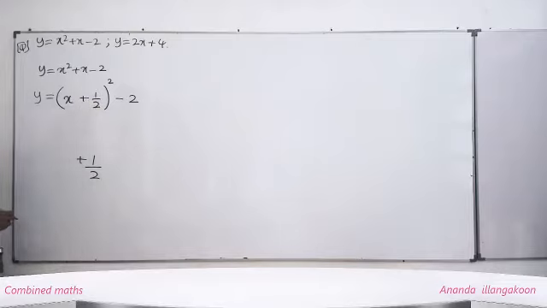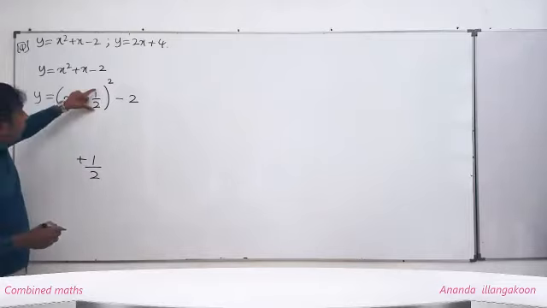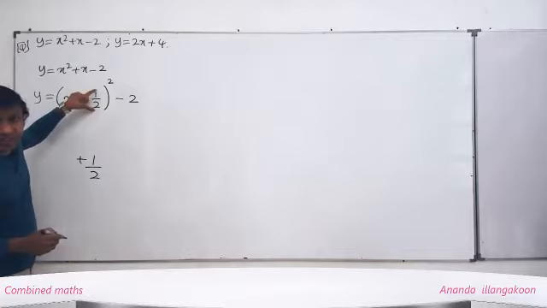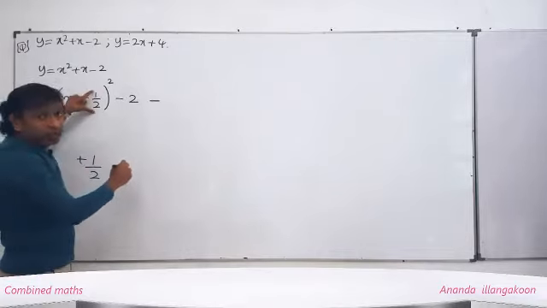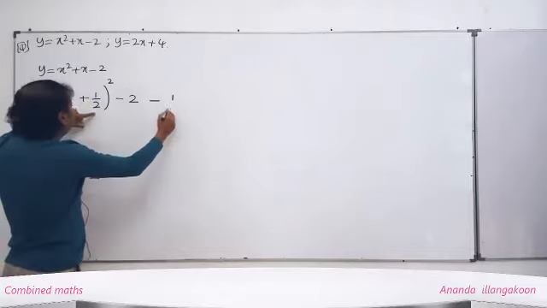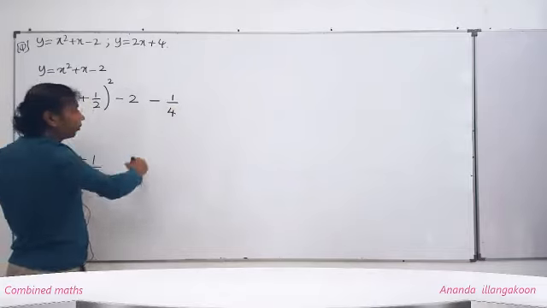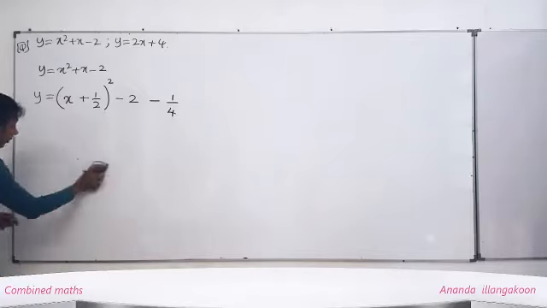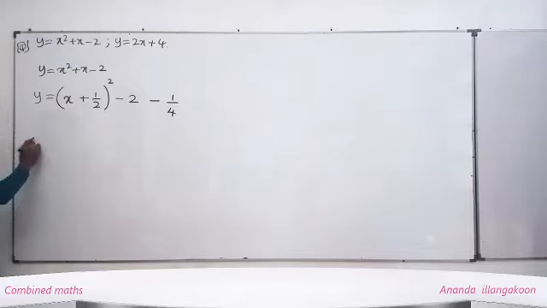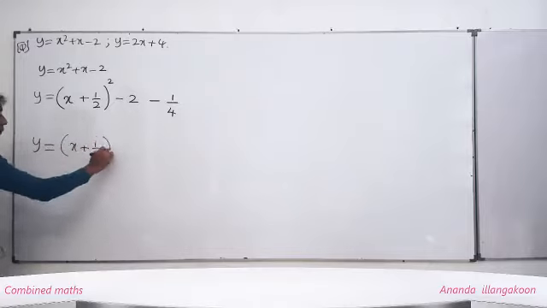Okay. And people, finally what do we do? The perfect square of the second term within the bracket we subtract. Subtract the perfect square of half. What is that? 1 squared is 1, divided by 2 squared is 4. Then, people, you can see y equals x plus half to the power 2.